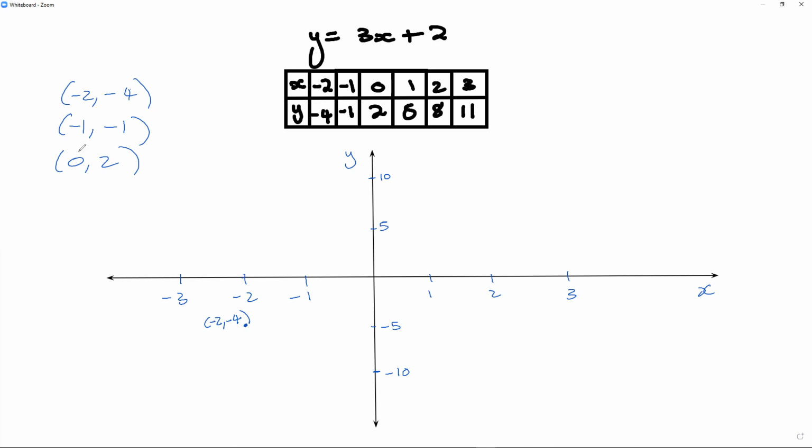Don't forget how to plot. For those that are not sure about how to plot, I'll just quickly state this. You start at the origin, you go 2 spaces to the left, and then you go 4 spaces down. Now, obviously, the scale of the y-axis is smaller than the x-axis, so it looks smaller, but it's actually more. It's 4 spaces down.